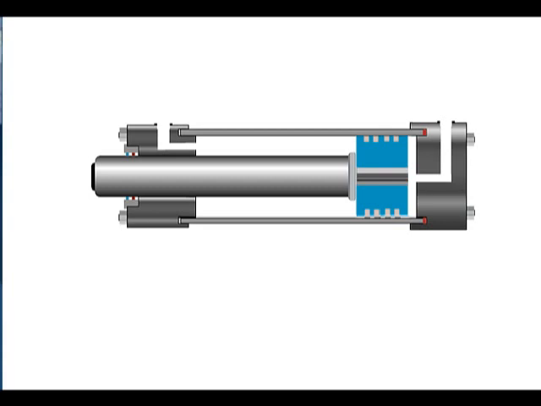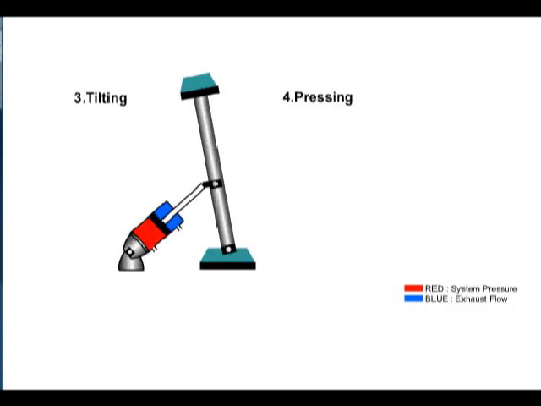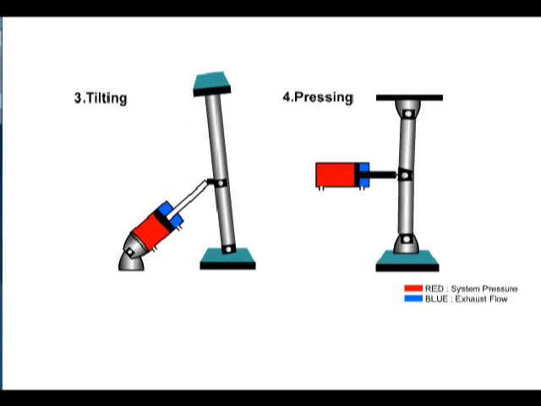Cylinders are linear actuators. Their output force or motion is in a straight line. Their function is to convert hydraulic power into linear mechanical power. Their work applications may include pushing, pulling, tilting, and pressing. Cylinder type and design is based on specific applications.